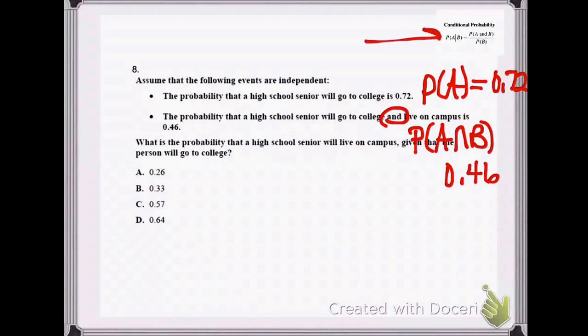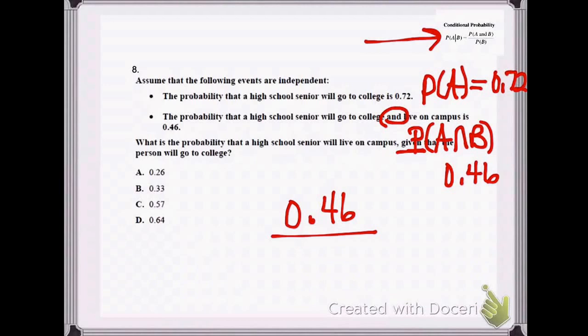The formula to find conditional probability: what is the probability that a high school senior will live on campus given that they will go to college? That would give me the intersection, which is 0.46, divided by the probability of the given, 0.72. If I put that in my calculator, that tells me that it's 0.64. You work this one.